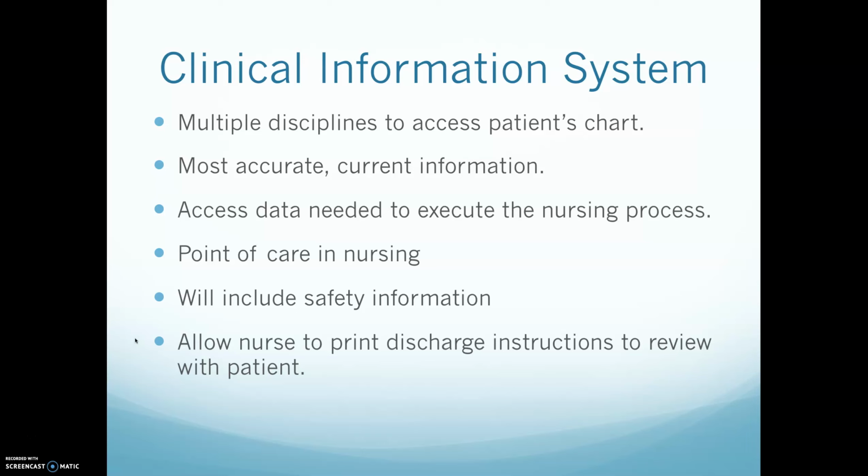A clinical information system must give the nurse the ability to access patient information and provide data necessary for the nursing process of assessing, diagnosing, planning, implementing, and evaluating the care of the patient. When the system is used at the point of care, the nurse can immediately record patient information based on assessment of the patient's current condition. For example, if a blood glucose is obtained.